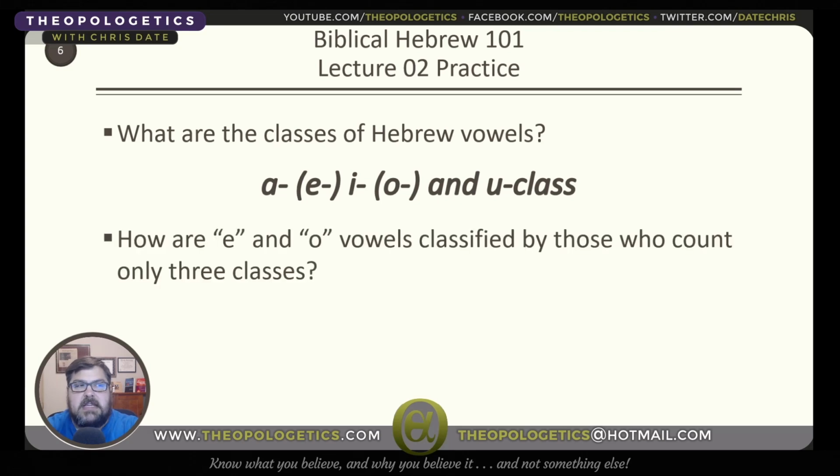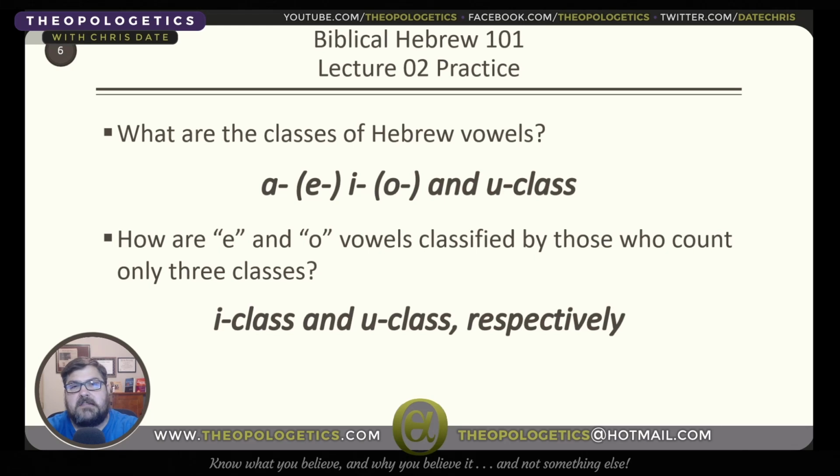But how then are the E and O vowels classified by those who count only three classes? In the five-class system, you've got some vowels that are in the E and O classes, but in the three-class system, those classes don't exist. So where do those vowels go? In the three-class system, E and O vowels go in the I class and U class, respectively. So the segol, which is the three dots in the shape of an upside-down triangle, is an E class vowel in the five-class system, but in the three-class system, that's considered an I class vowel.